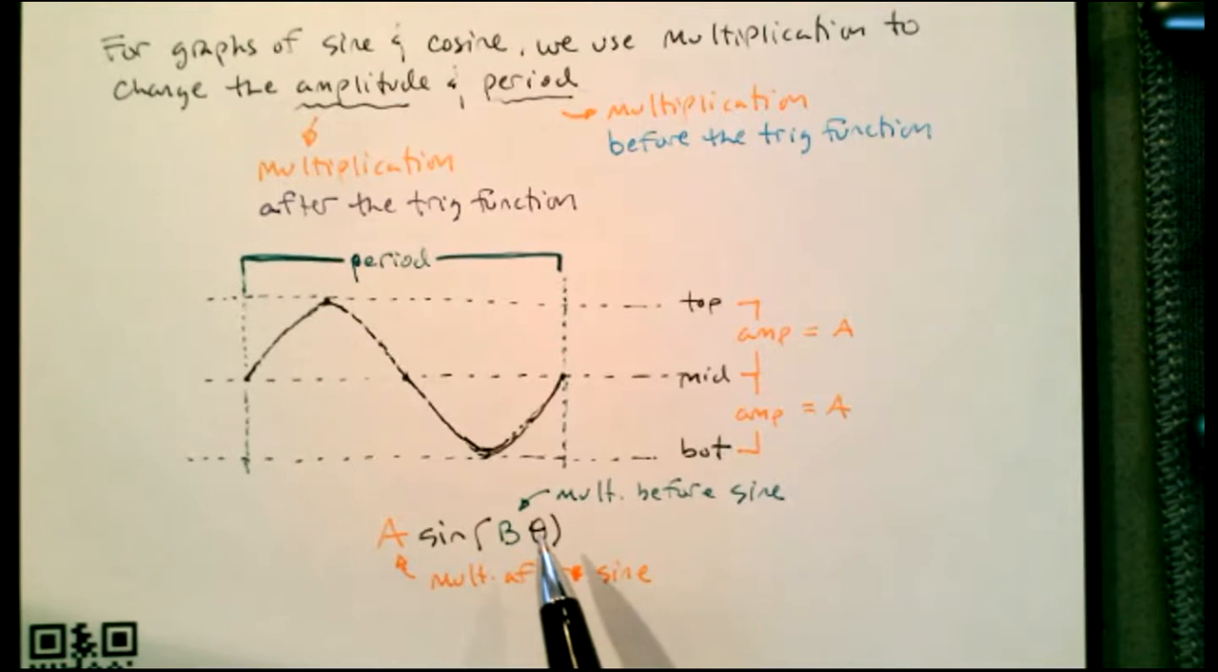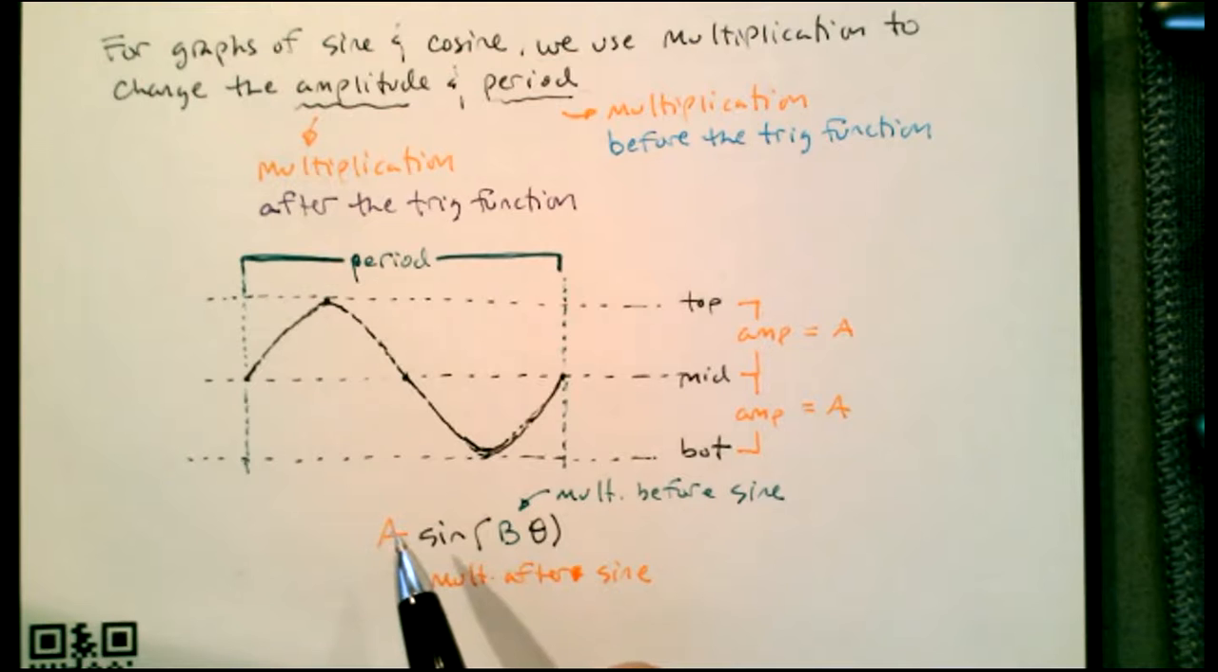The first thing that theta encounters is b. We multiply theta by b. Then we apply the sine. And then we multiply by a. That's the order of operations in this expression.